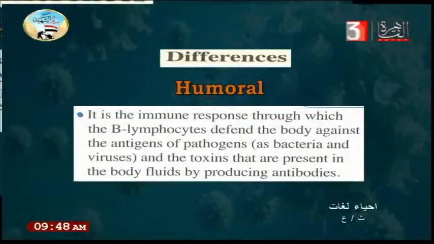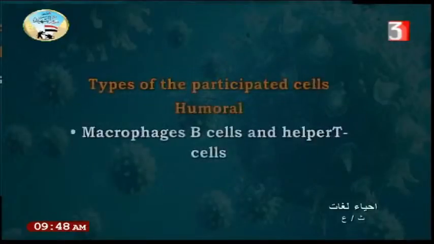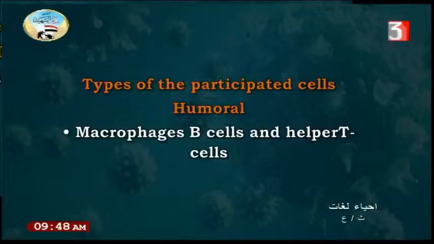What is the difference between humoral immunity and cellular immunity? Humoral immunity is the immune response through which the B lymphocytes defend the body against the antigens of pathogens such as bacteria and viruses and the toxins that are present in the body fluid by producing antibody. Types of the participating cells in humoral: macrophage, B cells and the helper T cells.